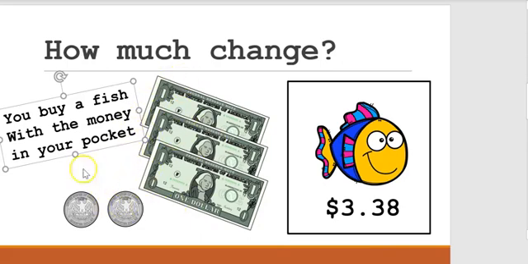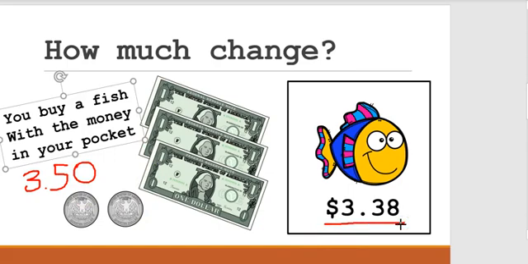Once again, we've got money in our pocket and we're looking to purchase something. And the question is, how much change am I going to get back? Well, in these money problems, they don't tell you how much money you have in your pocket or in your wallet or in your purse. They show you. And so here, if I count my biggest amount first, that's $1, that's $2, that's $3, and I have 2 quarters, I know that it is $3 and 50 cents.